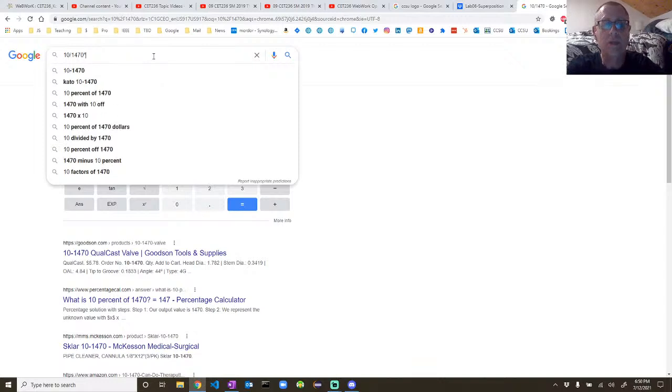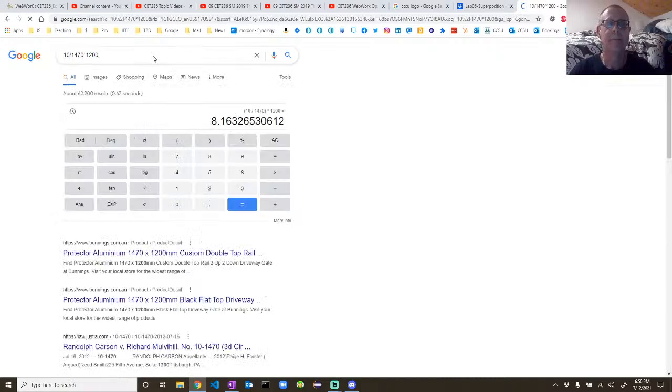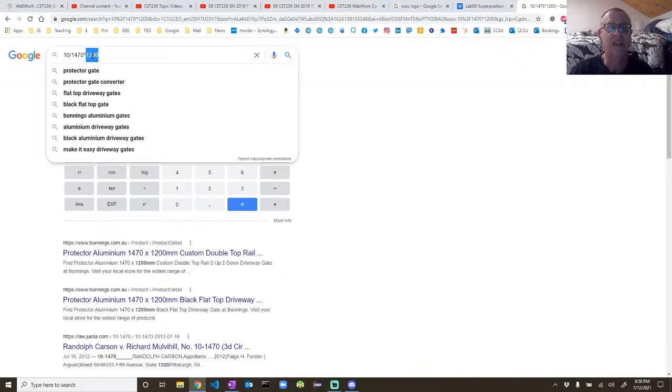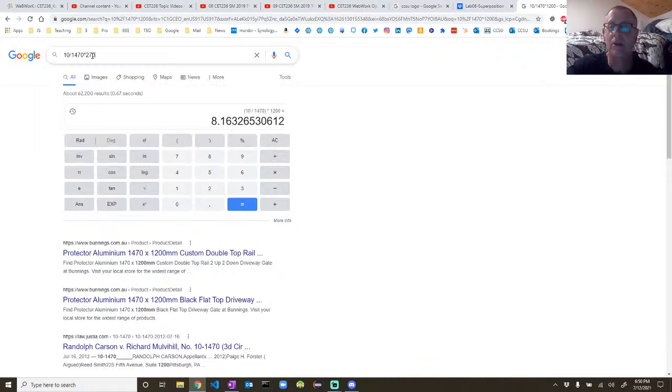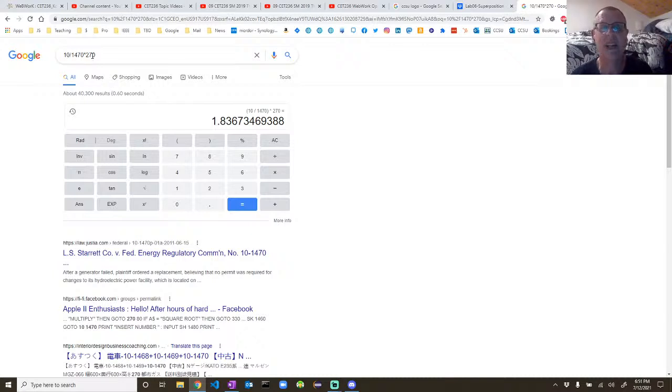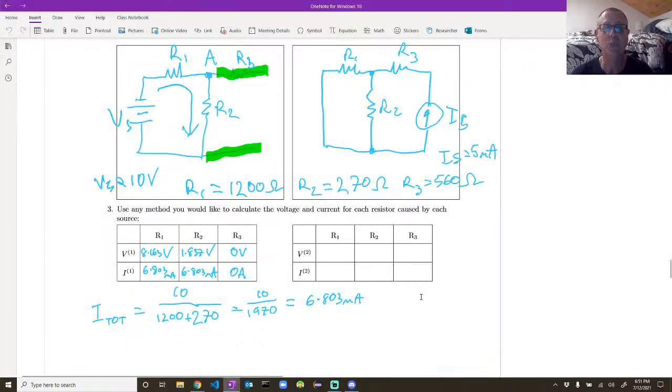So let's do times 1200, right? So that's 8.163 times R1, which is 1200, I think. Yeah, so 8.163. And then R2 is going to be the current times 270, so it's 1.837. And just as a quick check, those two numbers, VR1 and VR2, should sum up to 10 volts, right?